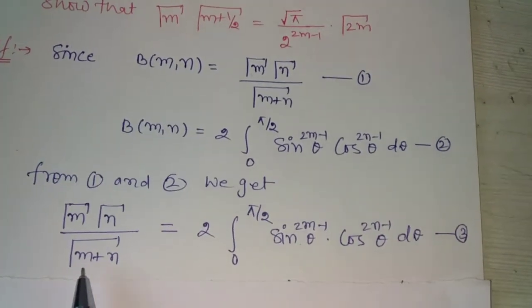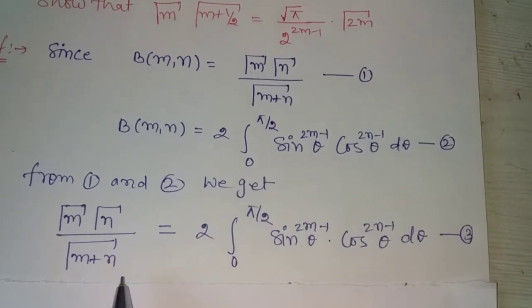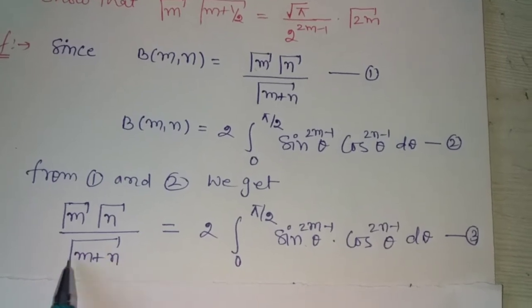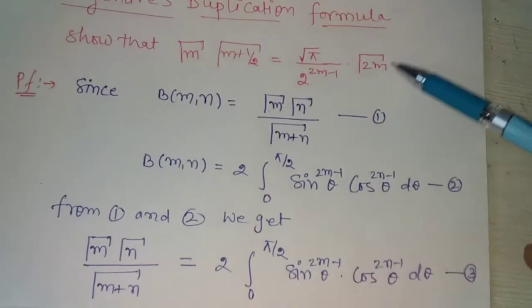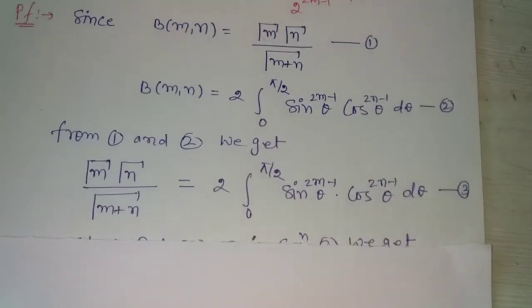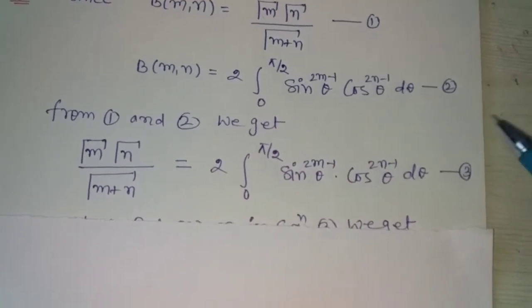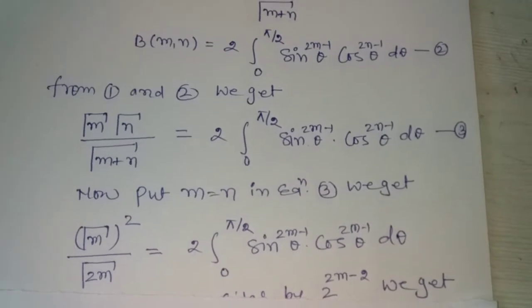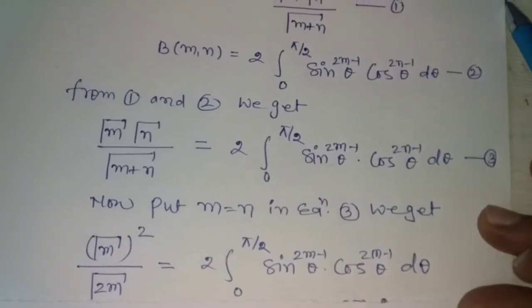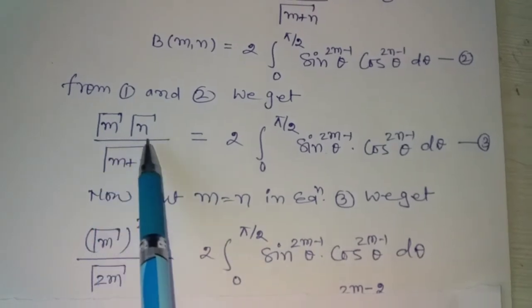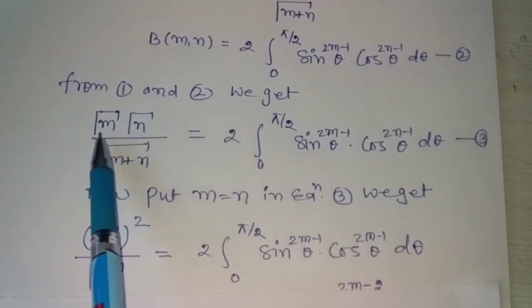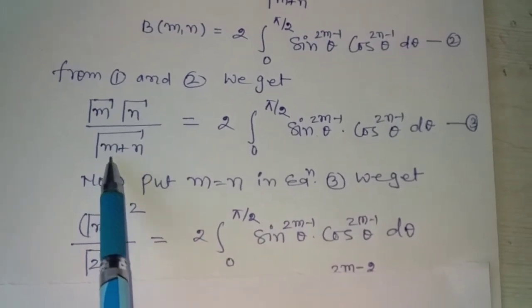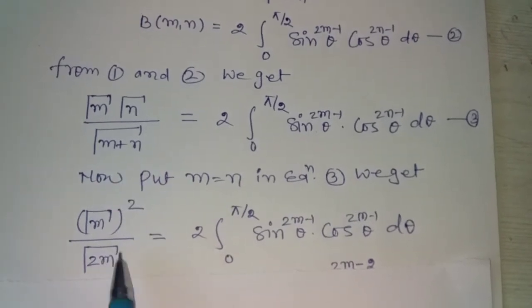So if we replace n by m, that is we put m equal to n, then we get m plus m, which is gamma 2m. That is our requirement. So first we put m equal to n in relation third. We get gamma m into gamma m, because m equal to n. So gamma m into gamma m becomes gamma m whole square, and in the denominator we have gamma m plus m, which becomes gamma 2m.